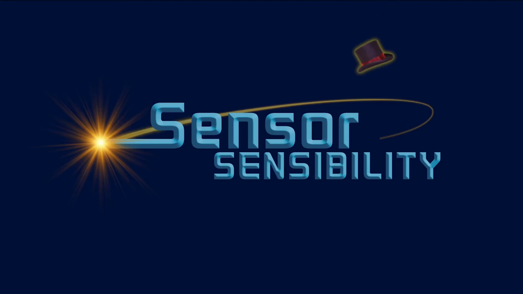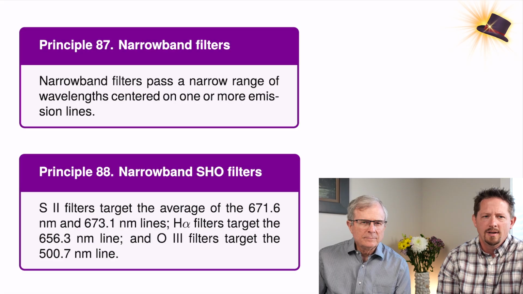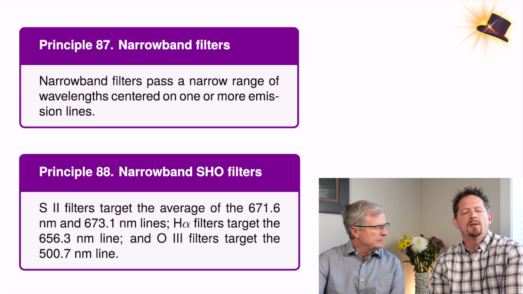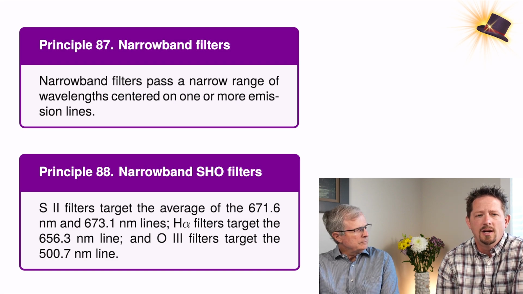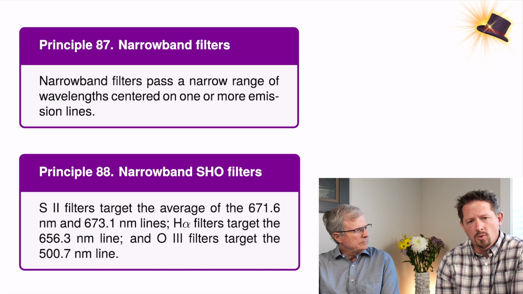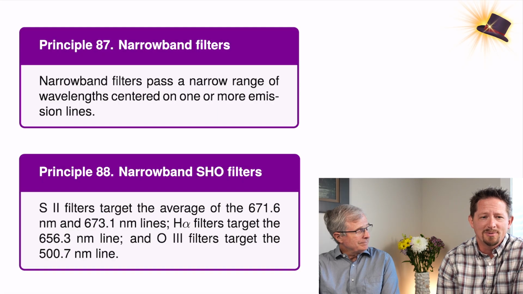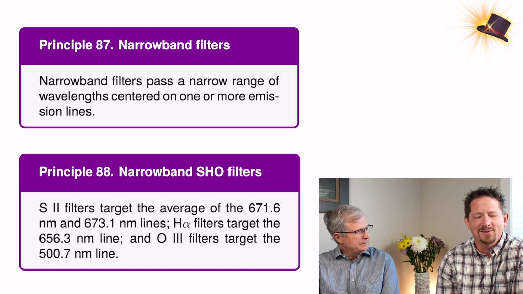Alright, Principle 87. Narrowband filters. Narrowband filters pass a narrow range of wavelengths centered on one or more emission lines. Principle 88. Narrowband SHO filters.